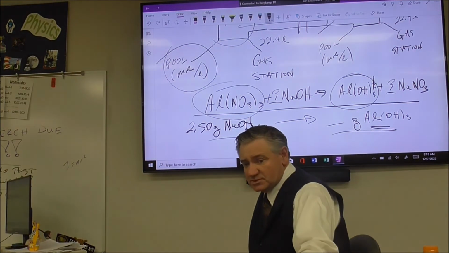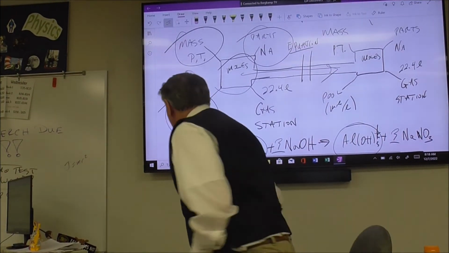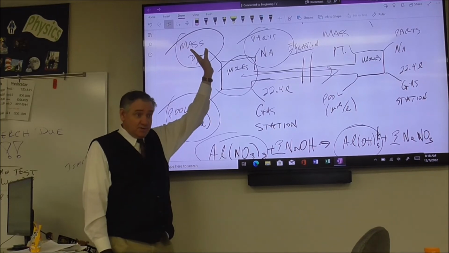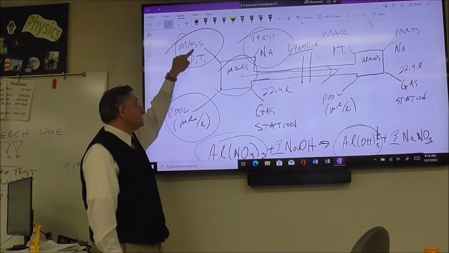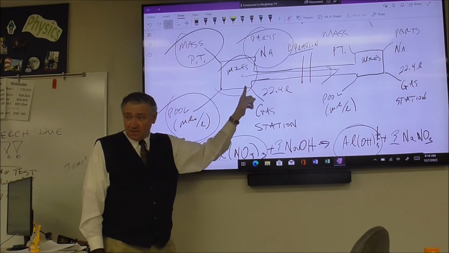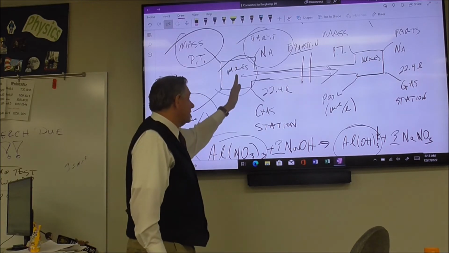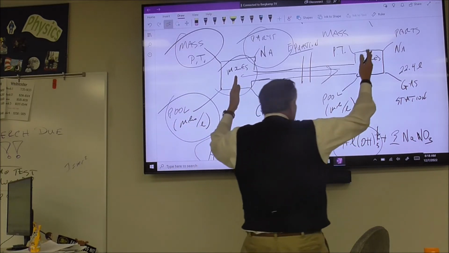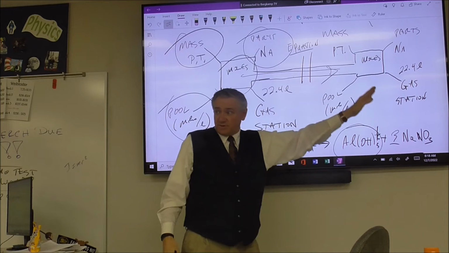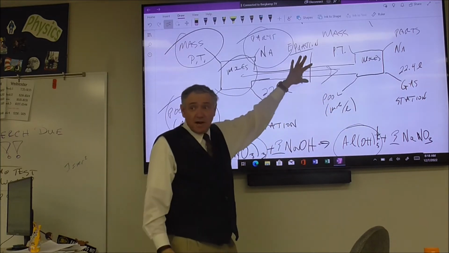So if you're a visual person, I'm starting here with grams of sodium hydroxide. I'm going to look at my periodic table to get moles of sodium hydroxide. Then I'm going to cross from moles of sodium hydroxide over into moles of, in this case, aluminum hydroxide. I'm going to look at the balanced equation.